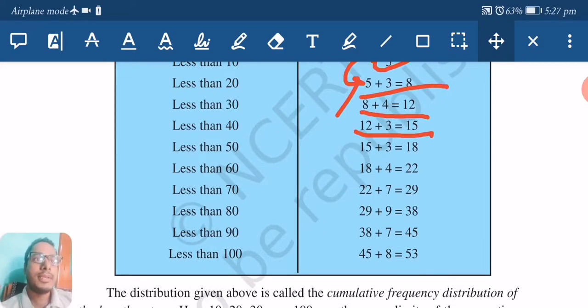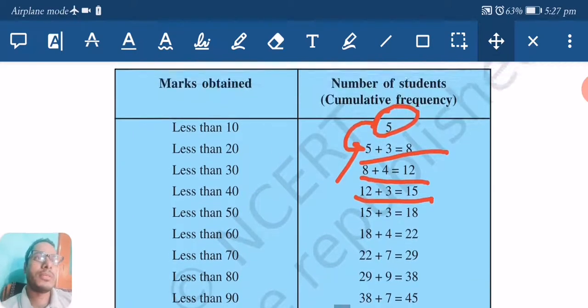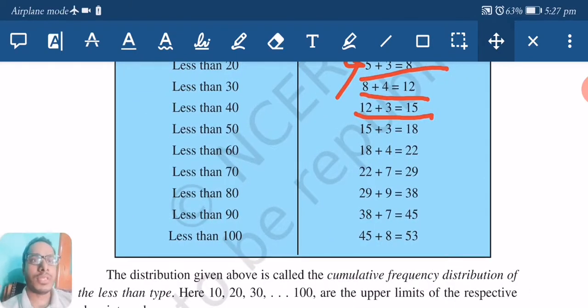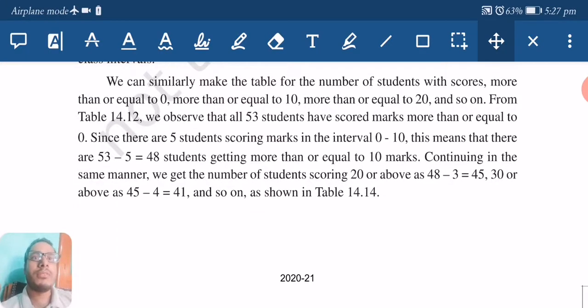Now if you see, what is the total frequency? Total frequency is 53, which is taken as n, and n is an odd number, right? 53 is odd. So what formula will you apply for finding the median?